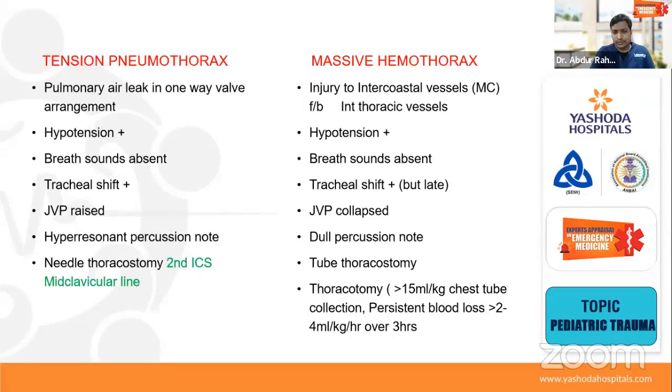The indications for thoracotomy include more than 50 ml per kg chest tube collection, or persistent blood loss of more than 2 to 4 ml per kg per hour over 3 hours. If these indications are present, you need to perform thoracotomy. So these are the main gross differences between tension pneumothorax and massive hemothorax. You should be confident and able to identify these life-threatening injuries even without any investigation.